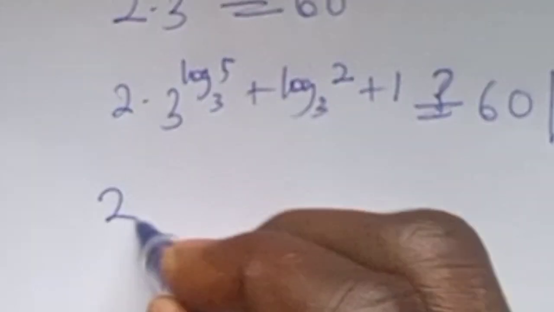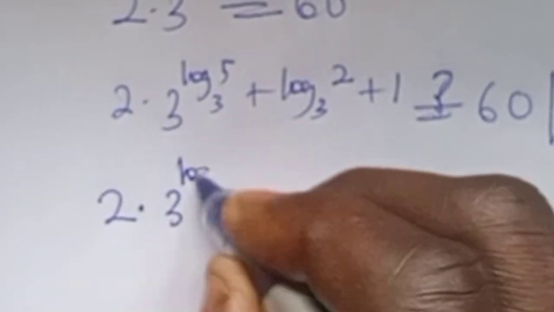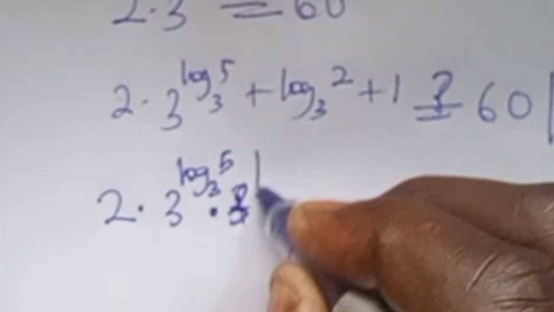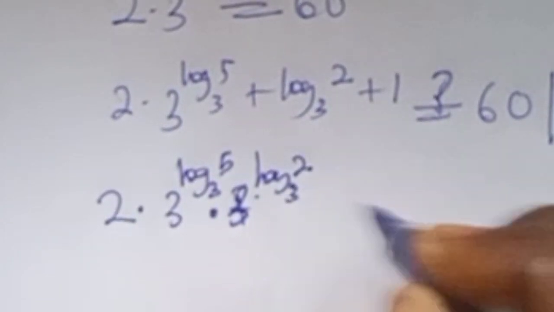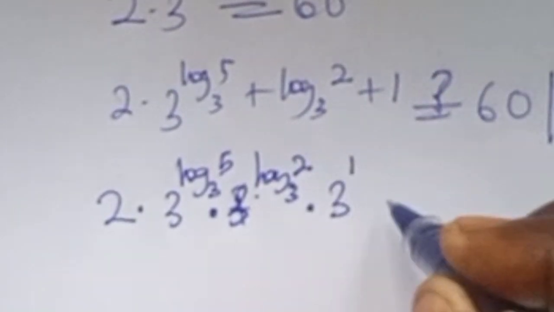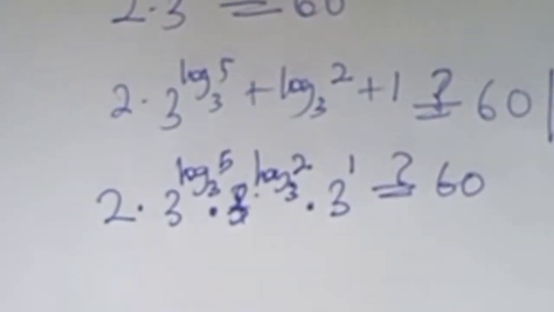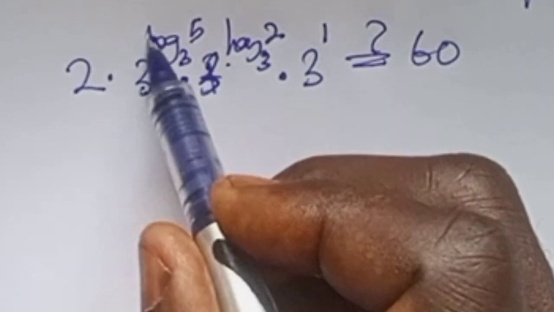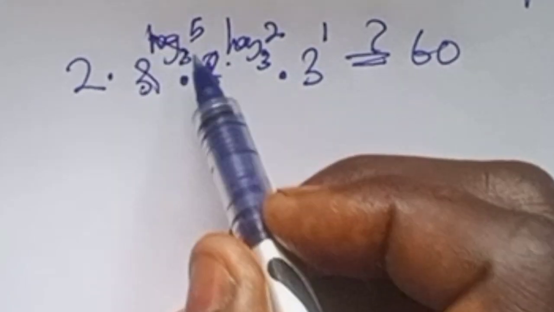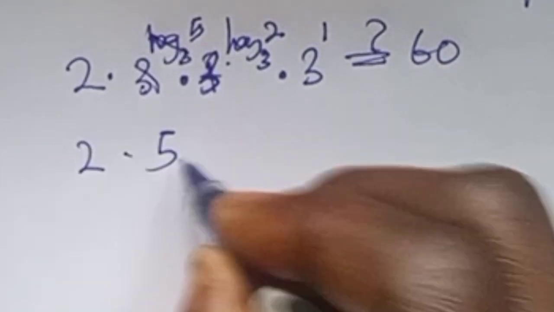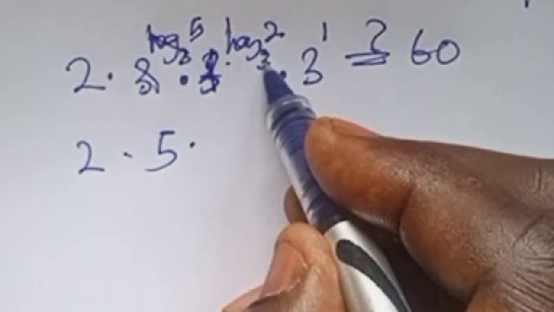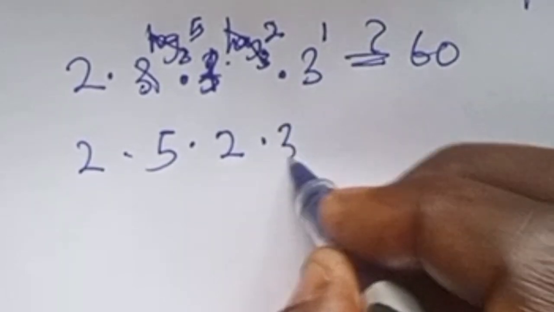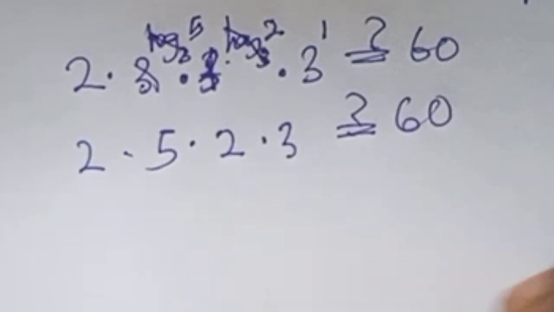The next line becomes 2 times 3 to the power of log 5 base 3 times 3 to the power of log 2 base 3 times 3 to the power of 1. Can this be equal to 60? So a base number raised to the power of log of the same base is 1. So 3 to the power of log 5 base 3 becomes 1. What is left is 5. This is 2 times 5 times 3 to the power of log 2 base 3, also 1. What is left is 2 times 3 to the power of 1 is 3. And we want to show if it is equal to 60.